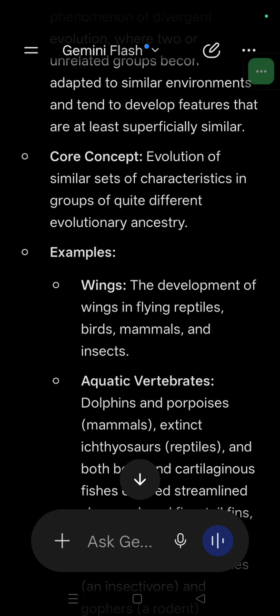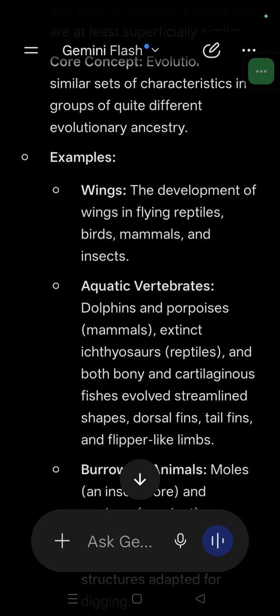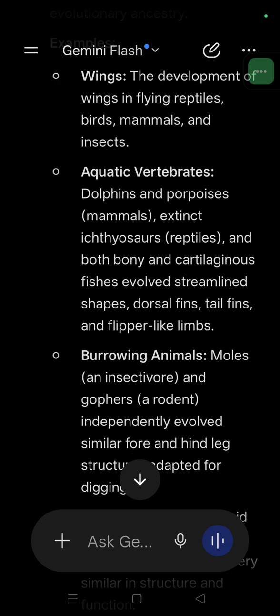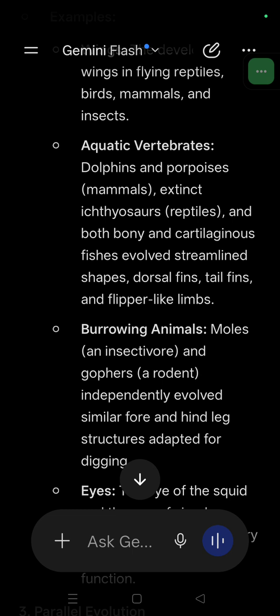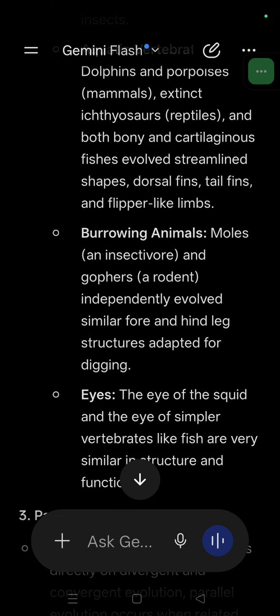Wings: the development of wings in flying reptiles, birds, mammals, and insects. Aquatic vertebrates: dolphins and porpoises, mammals, and extinct ichthyosaurs, reptiles, and both bony and cartilaginous fishes evolved streamlined shapes, dorsal fins, tail fins, and flipper-like limbs. Burrowing animals: moles, an insectivore, and gophers, a rodent, independently evolved similar fore and hind leg structure adapted for digging. Eyes: the eyes of the squid and the eye of simpler vertebrates like fish are very similar in structure and function.